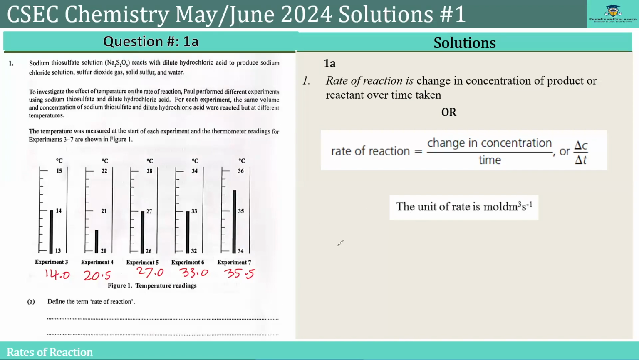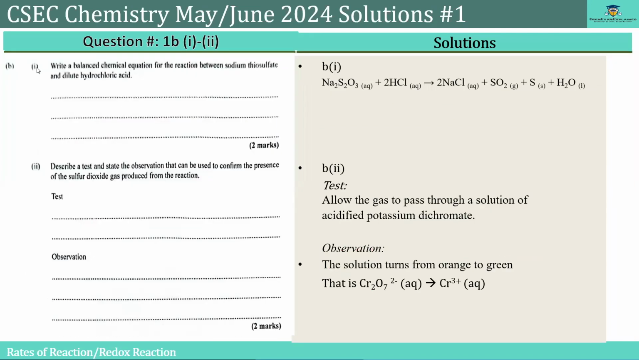Let's see why. The unit for concentration is moles per dm cube. And the unit for time is seconds. So the unit for rate is moles per dm cube per second. Let's continue. 1 part B, and we look at part 1 and 2.